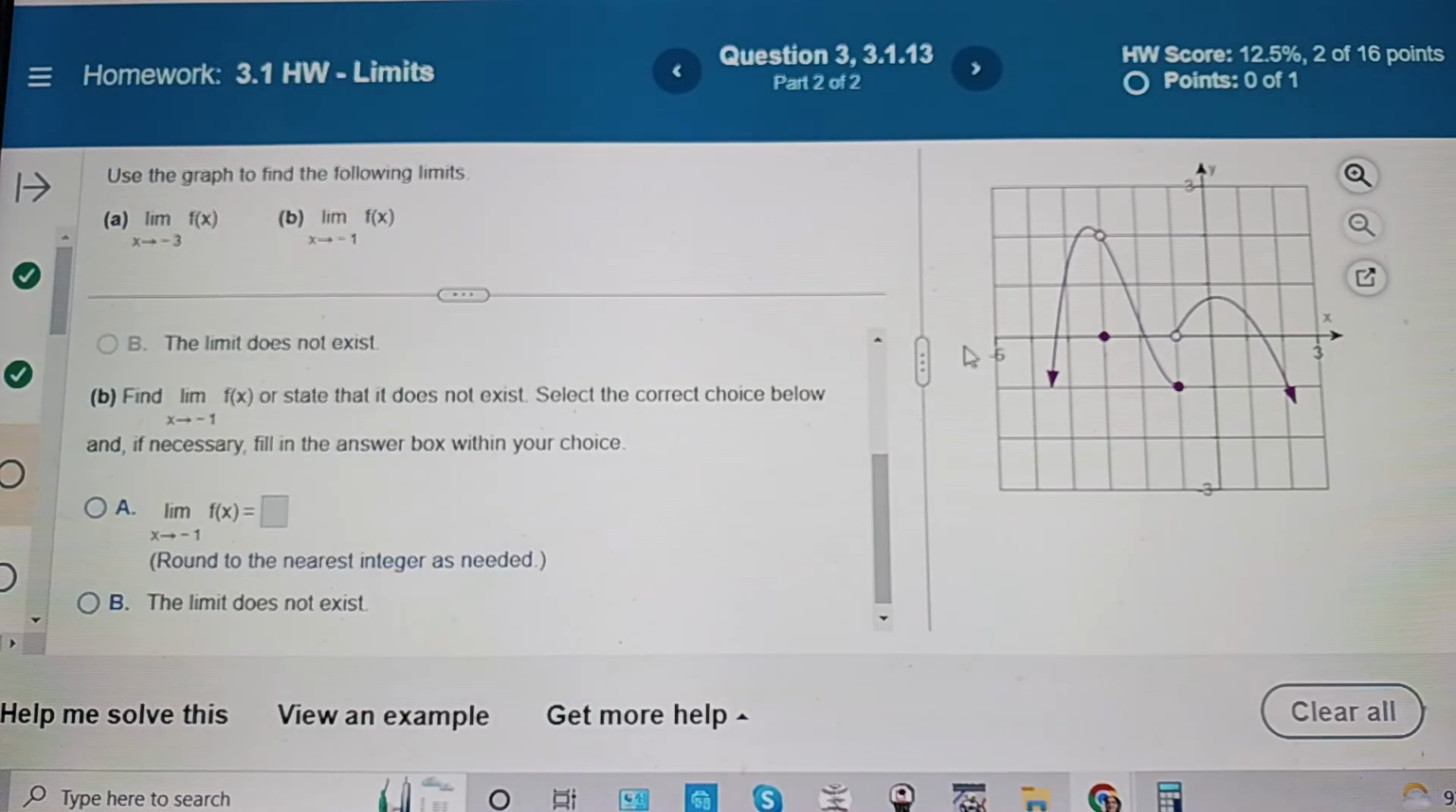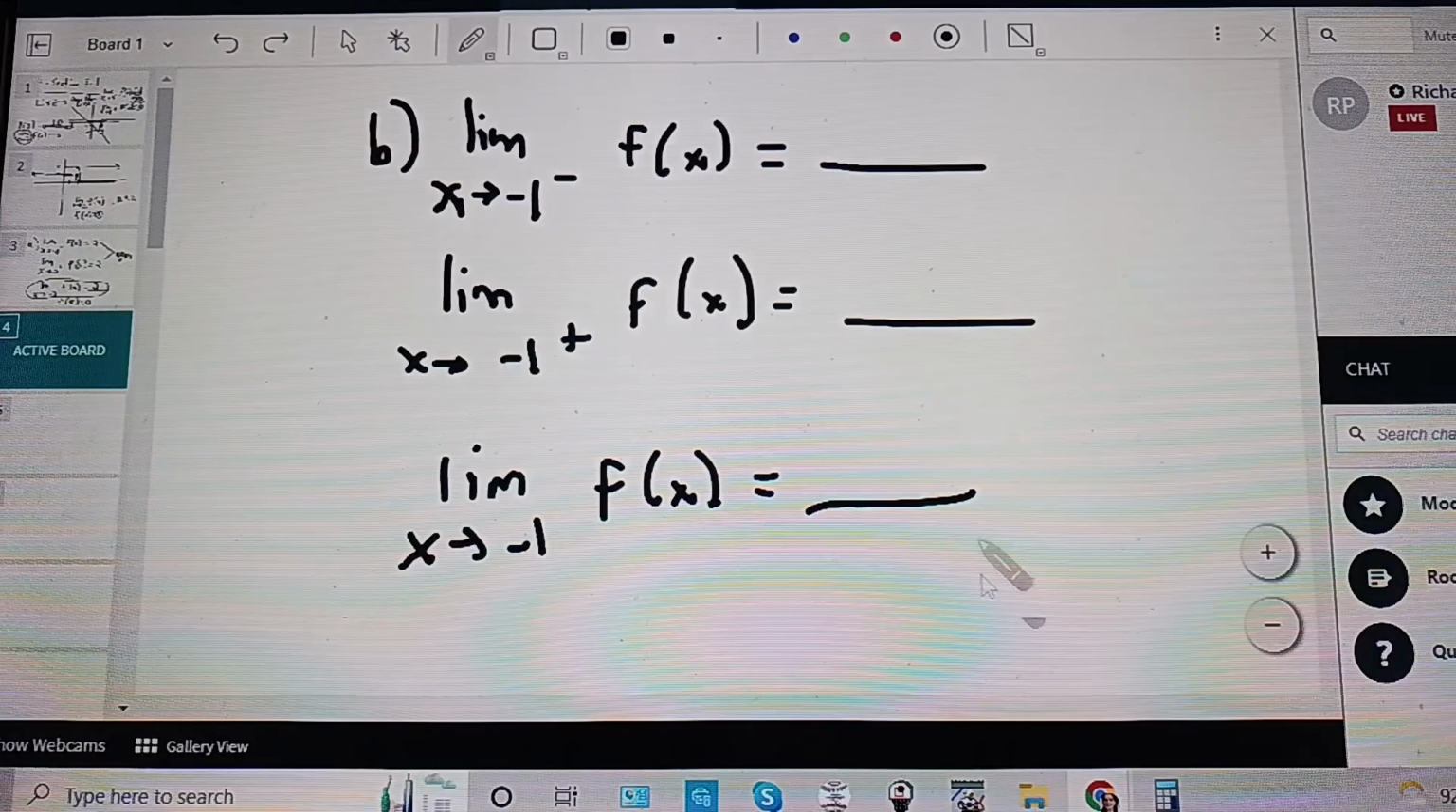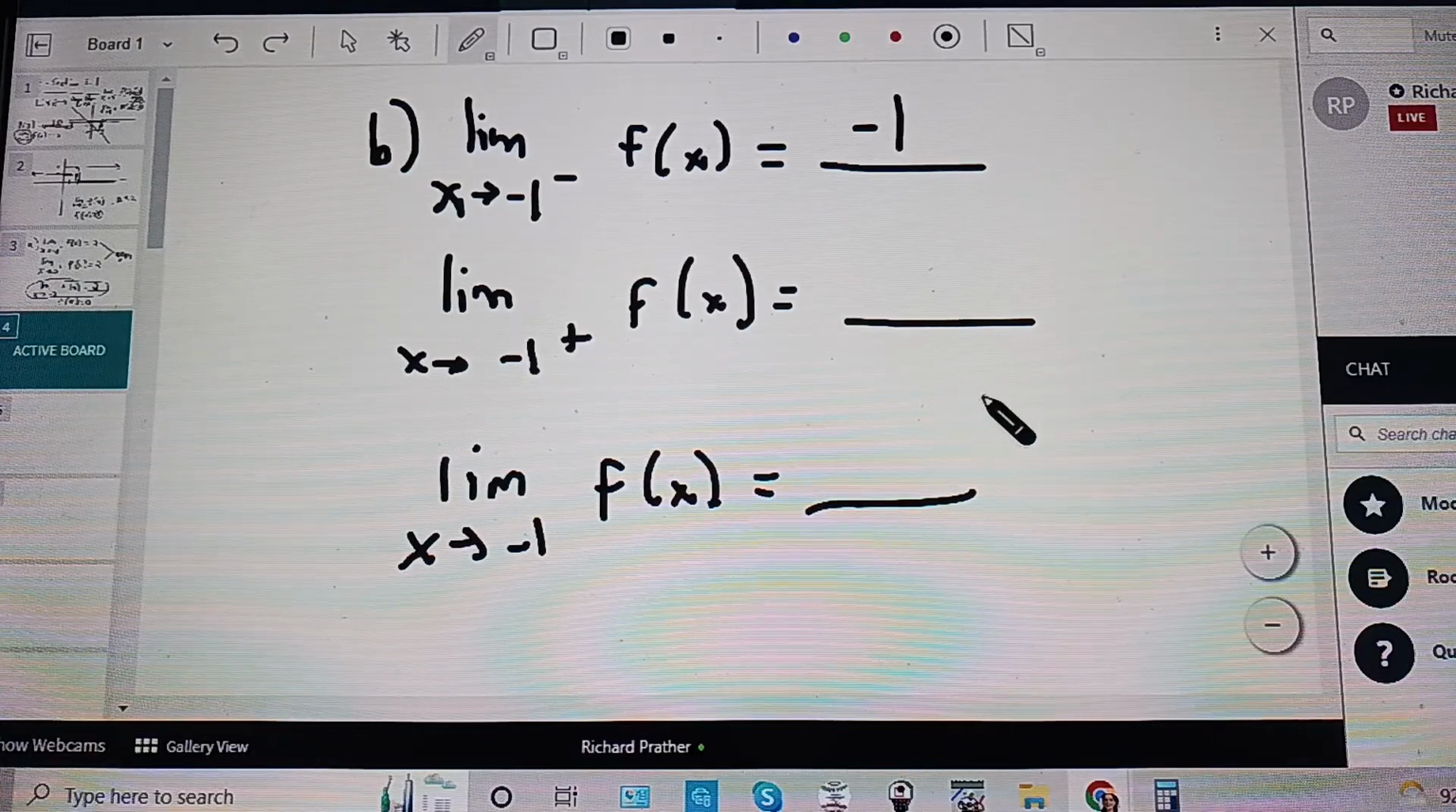So come in from the left, get as close to -1 as possible. You'd be right on the left of this open circle. If you go up, there's nothing to touch. But if you go down, you're going to touch right there coming out of this closed circle. So then once you see where you're at, move over to the y-axis. And I'm a little bit above this spot, but you can get really close to it. So you're a little bit above -1. That's close enough to say -1. The left-sided limit's -1.